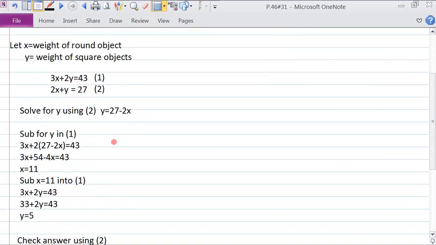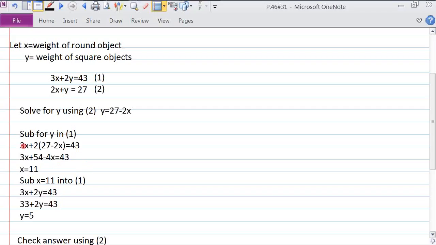We're going to substitute in here. We're going to say y equals 27 minus 2x and substitute it back into 1. Okay, so first from equation 2, y equals 27 minus 2x. Put it into equation 1, instead of 3x plus 2y. Here's the y term, which is the 27 minus 2x equals 43.